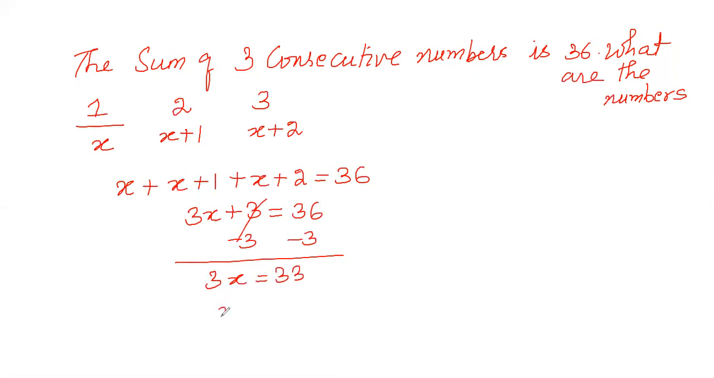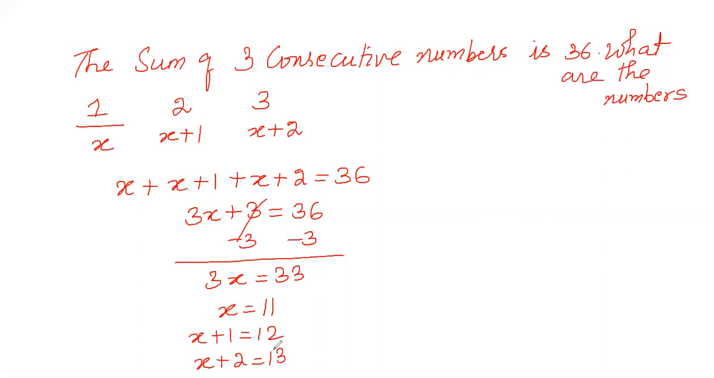So x is equal to 11, right? 33 by 3, that is 11. You divide by 3 on both sides, you get x is equal to 11. This is the first number. So what is the next number? It is x plus 1. That is equal to 12. What is x plus 2? Then x plus 2 is the next number. That is 13.